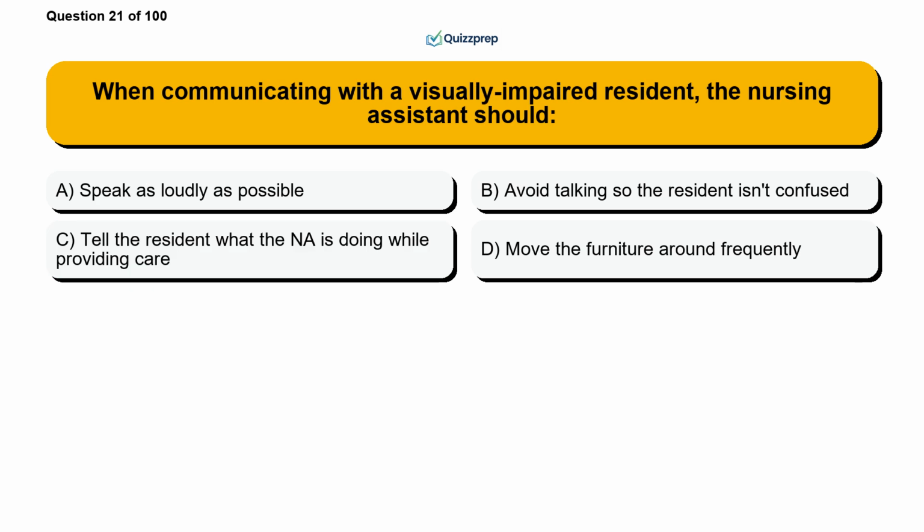Question 21. When communicating with a visually impaired resident, the nursing assistant should: Option A, speak as loudly as possible. Option B, avoid talking so the resident isn't confused. Option C, tell the resident what the NA is doing while providing care.